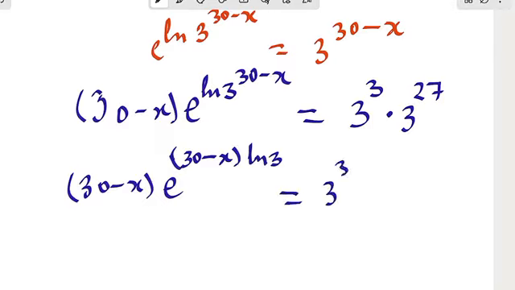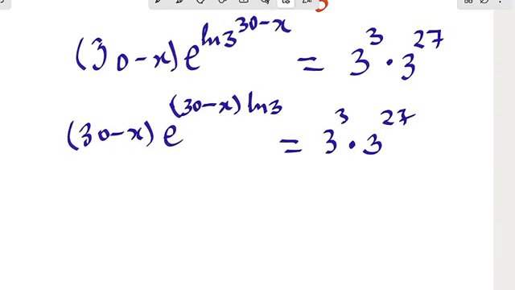3 to the power of 3 multiplied by 3 to the power of 27. Are you getting it? So from there, we want this and the power of e here to be the same so that we can apply the Lambert W function. Now to do that, we can see the difference between the two places that I circled.